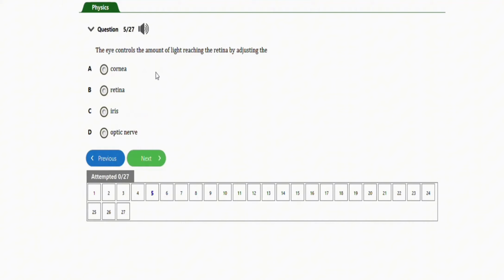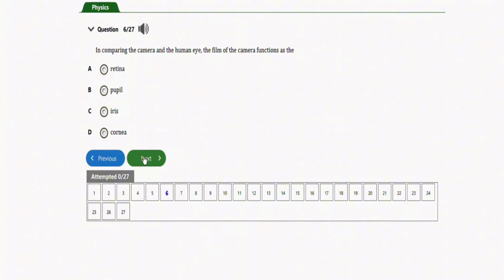The next one is this one. It says the eye controls the amount of light reaching the retina by adjusting, so the right option to this question will be option C, which is iris. Iris is a part of the eye that controls the amount of light entering the eye. Next question is this one. It says in comparing the camera and the human eye, the film of the camera functions as the retina, option A. That's the correct one.